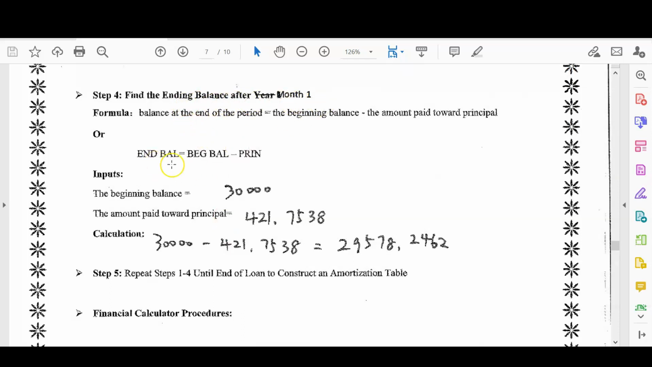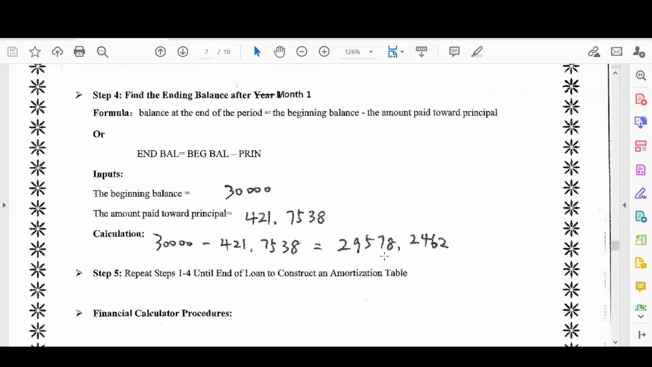The ending balance should be beginning balance minus principal. And we know the beginning balance in the first month is the original loan amount, 30,000. We need to minus the principal payment in the first month, 421. Okay, so we have 29,578 as the ending balance in the first month, which is also the beginning balance of the second month.